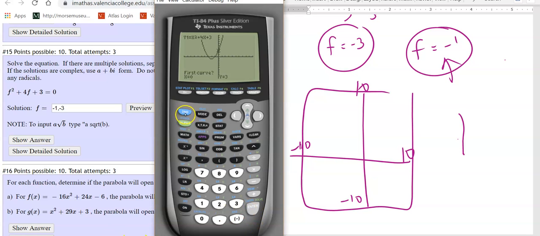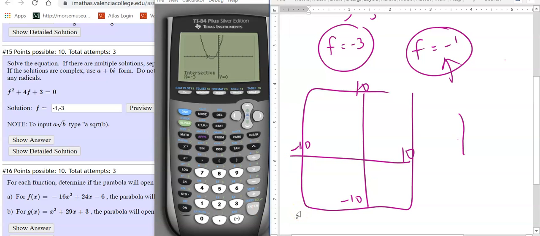I said second trace 5, enter, enter, enter. It gave me that first one, that negative 1. I want the second one, so I'm going to say second trace 5, but before I hit enter, enter, enter, I just move it a little closer to the other side. It doesn't have to be on it. And then I hit enter, enter, enter. I'm just telling the calculator which one I want. And it gave me the negative 3.